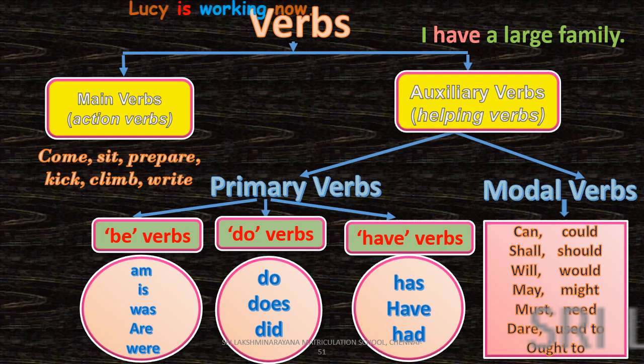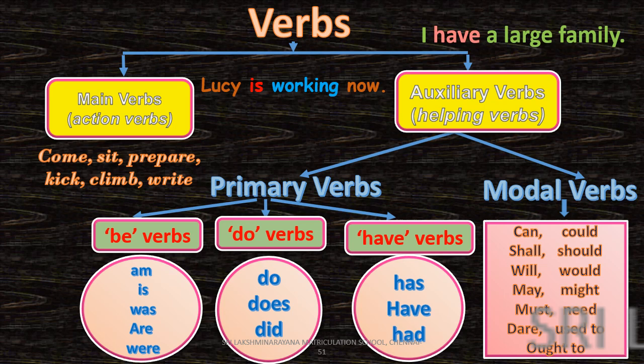Now let's look at an example that has both an auxiliary and the main verb. Lucy is working now. Now children, can you tell me what are the verbs in this sentence? Yes, you have two verbs here, is and working. So which is the main verb here? The main verb is working because the main verb working shows the action that is happening.